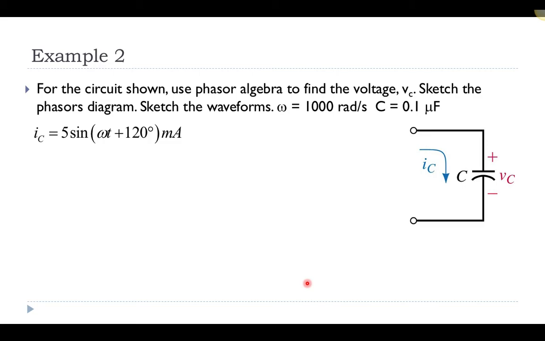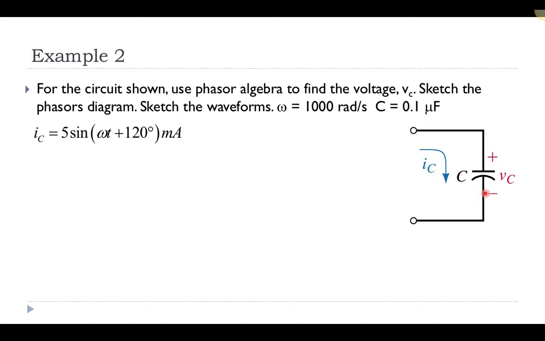So let's see if we can work a problem now that is similar to the last problem that we looked at, but doing this in terms of phasor notation. So I have a circuit. I'm going to use this phasor algebra to find the voltage across this capacitor, and then I'm going to sketch those phasors and the waveforms.